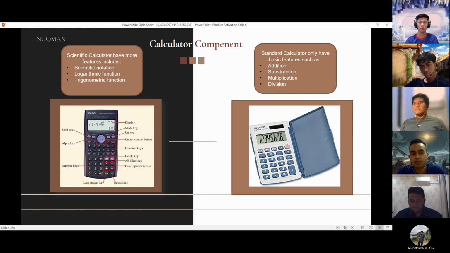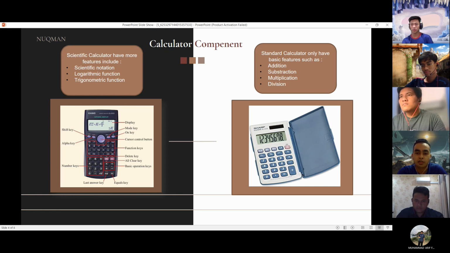Okay, next is calculator component. People usually use two calculator. It is scientific calculator and standard calculator. For standard calculator, it only has basic component, such as addition, subtraction, multiplication, and division.